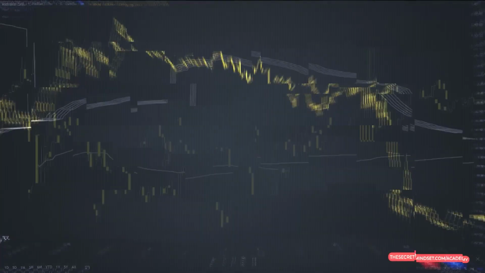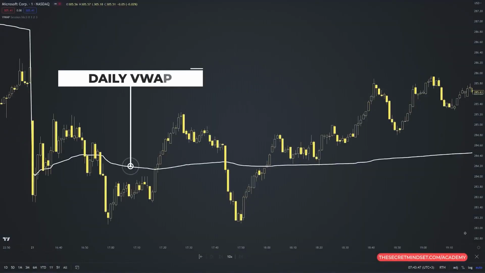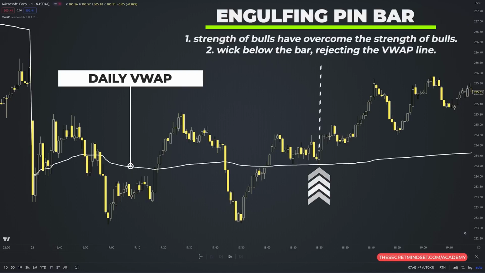In this example, we added the daily VWAP on the 1 minute time frame. Price is trading above the VWAP, testing the area, forming a small range. And here's the signal candle. First, the candle acts as an engulfing bar, signifying that the strength of bulls have overcome the strength of bears. We also have a wick below the bar, rejecting the VWAP line.